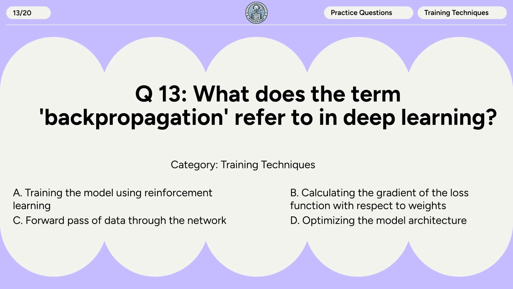Question 13. What does the term backpropagation refer to in deep learning? A. Training the model using reinforcement learning. B. Calculating the gradient of the loss function with respect to weights. C. Forward pass of data through the network. D. Optimizing the model architecture.